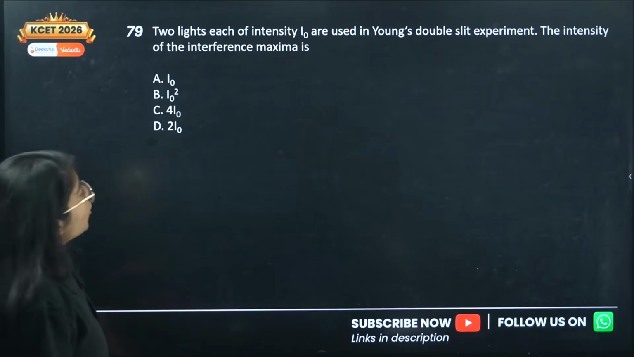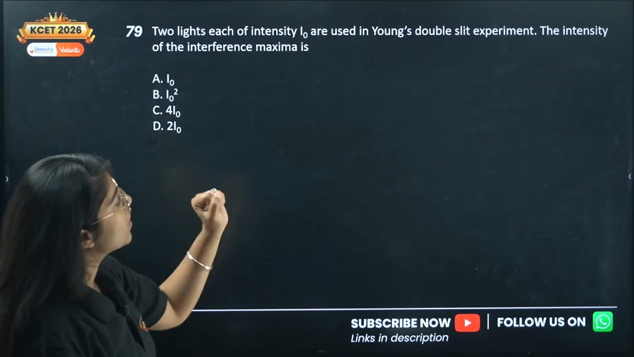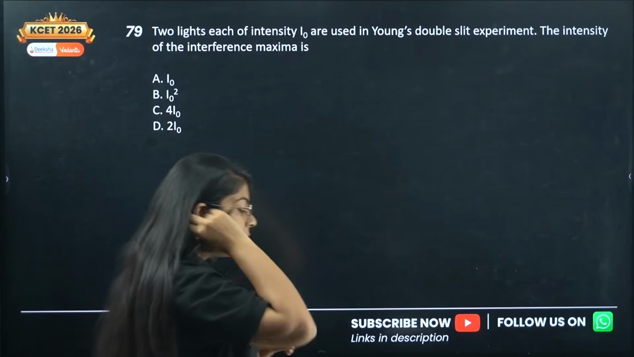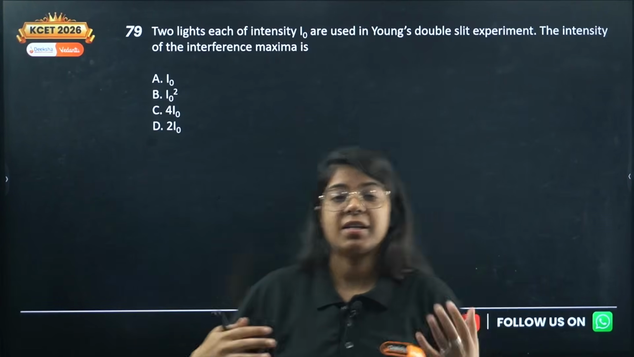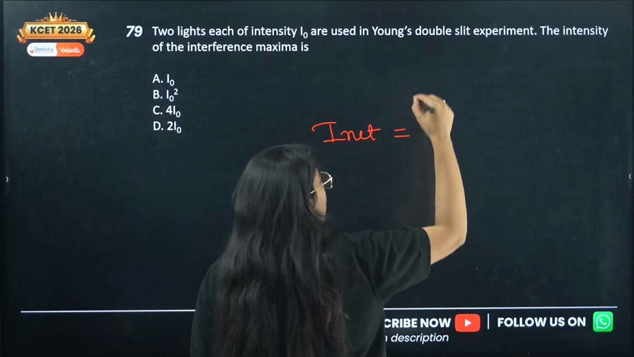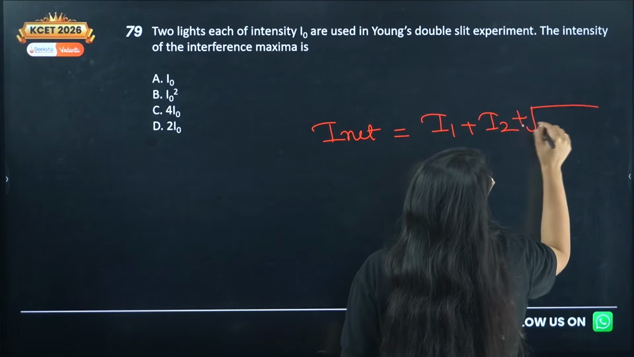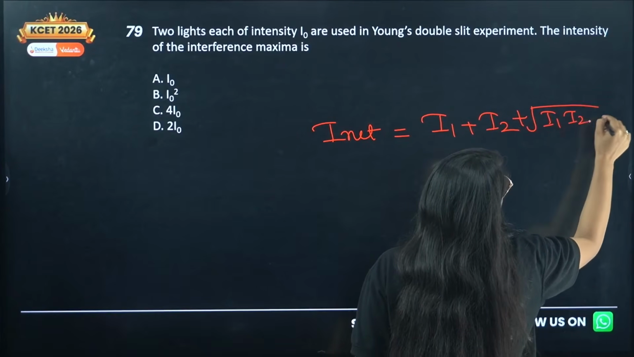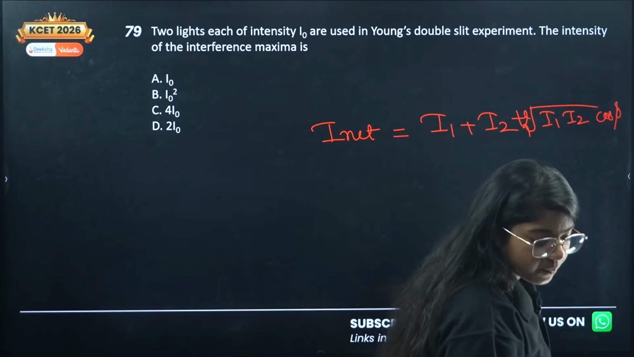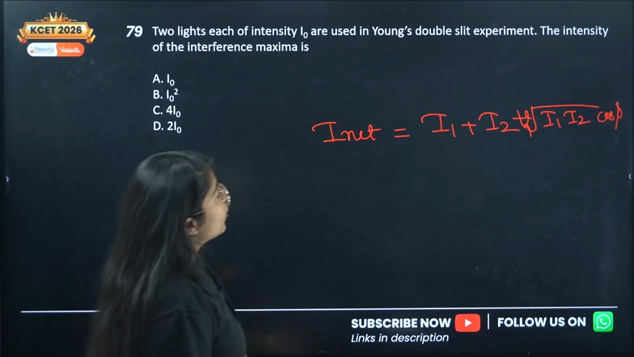79 question says, two lights each of intensity I0 are used in Young's double slit experiment. The intensity of the interference maxima. Now we need to tell the intensity of the interference maximum. Again we'll see the formula. I net is according to the original formula, I1 plus I2 plus 2 root I1 I2 cos phi. Correct?